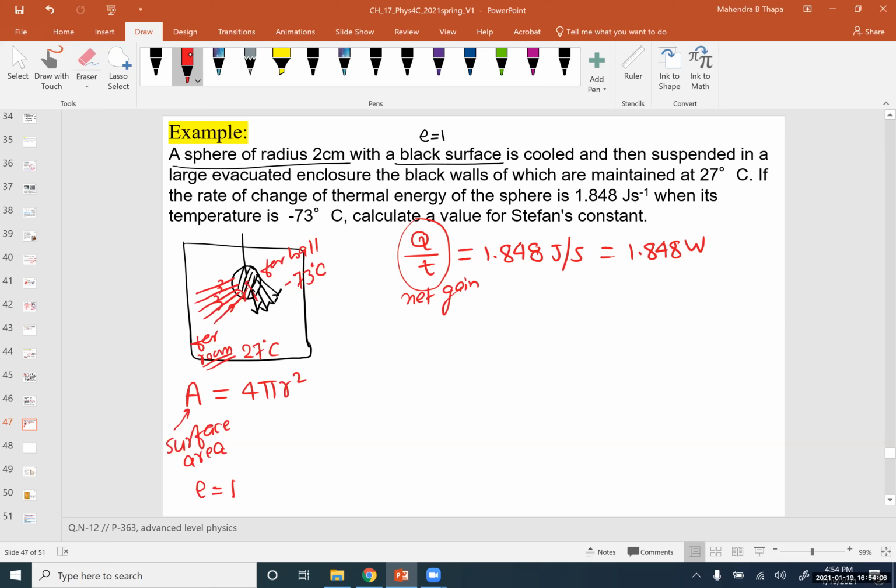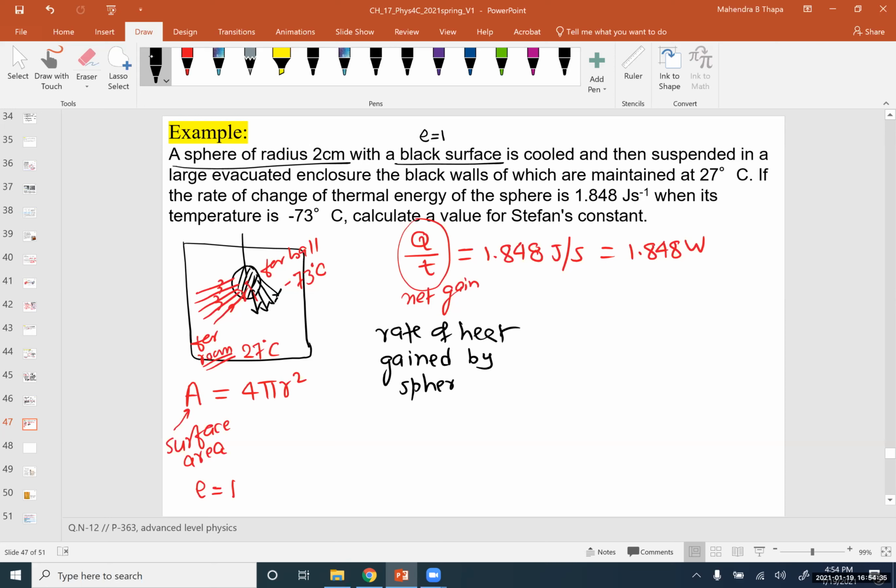Okay, so as before, you have to find two things: how much it gained and how much it lost. So we can find a rate of heat gained by the sphere.